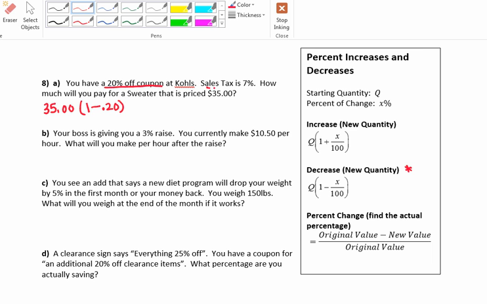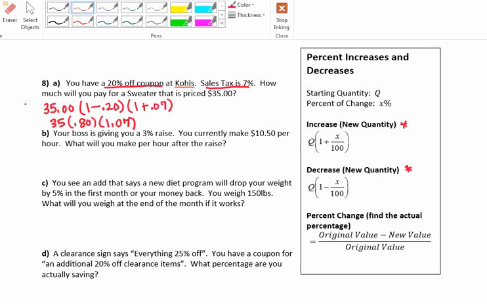I also know that sales tax is 7%. That is an increase. So instead of multiplying by 7% and then tacking it back on, I'm going to do that in one step. 1 plus 0.07. If you want to simplify a little bit to make this easier on your calculator, 1 minus 0.2 is 0.8. And 1 plus 0.07 is 1.07.